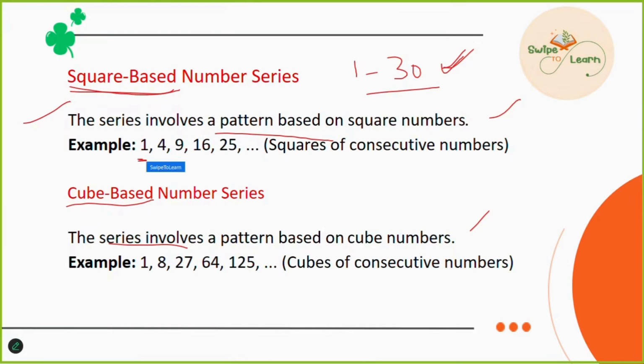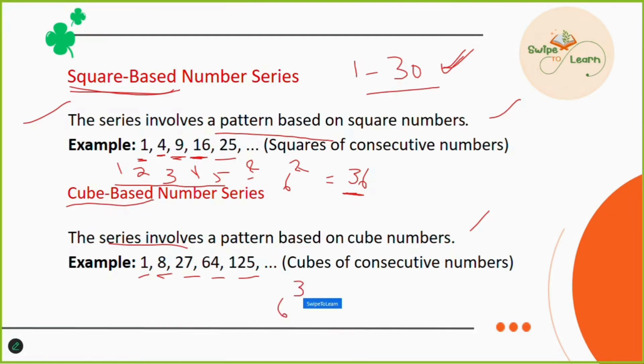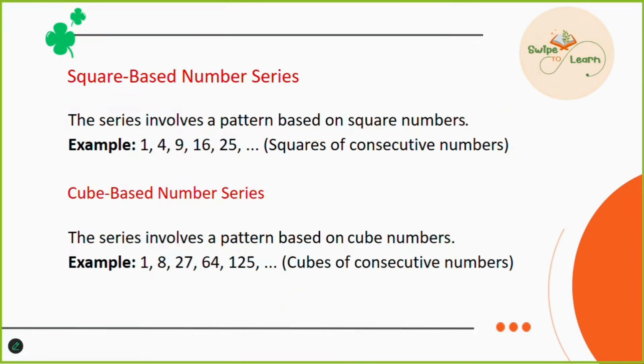So 1 is the square of 1, and 4 is the square of 2. 9 is the square of 3. 16 is the square of 4, and 25 is the square of 5. What would be the next term? So here we have consecutive numbers. The next term would be 6, and the square of 6 is 36. So the next term would be 36 here. Similarly, for cubic numbers, this is the cube of 1, this is the cube of 2, 3, 4, 5. And now the next term should be the cube of 6. Okay, so this is the reason why you must be aware of square numbers and cube numbers.